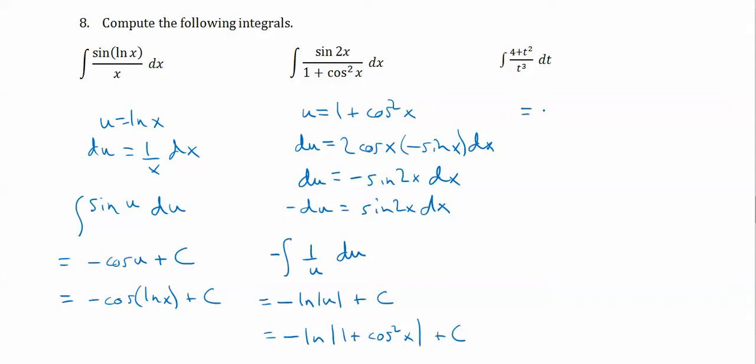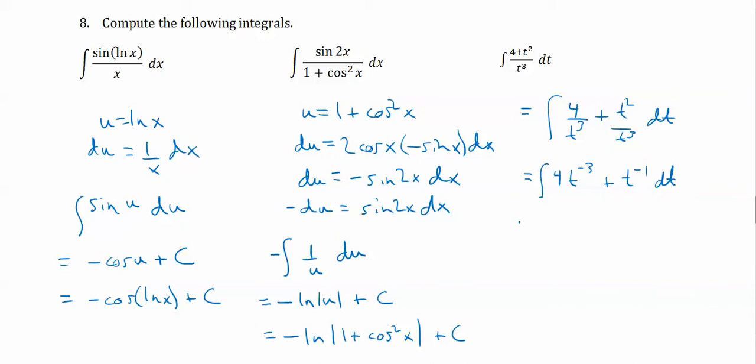So let's try that. We have 4 over t cubed plus t squared over t cubed. And let's write this without fractions. So 4 times t to the negative 3. And well, this, you can cancel a t squared and you have 1 over t, and that's the same thing as t to the negative 1.